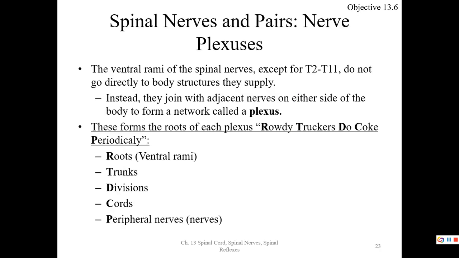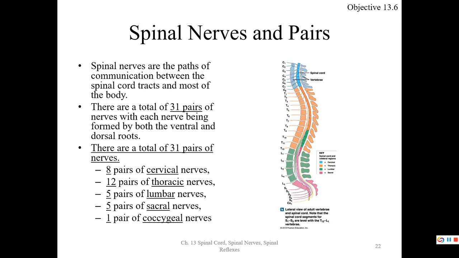What I'm going to do is end right here, on this slide. Spinal nerves are what connect the tracts of the spinal cord with our body. There are 31 pairs of spinal nerves, and 12 pairs of cranial nerves. There are different numbers in different regions. There are 8 in the cervical, 12 in the thoracic, 5 in the lumbar, 5 in the sacral, and 1 in the coccyx. 8, 12, 5, 5, 1.